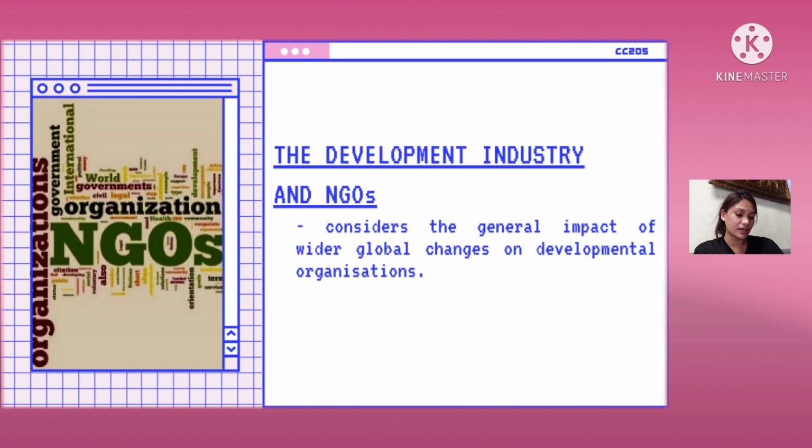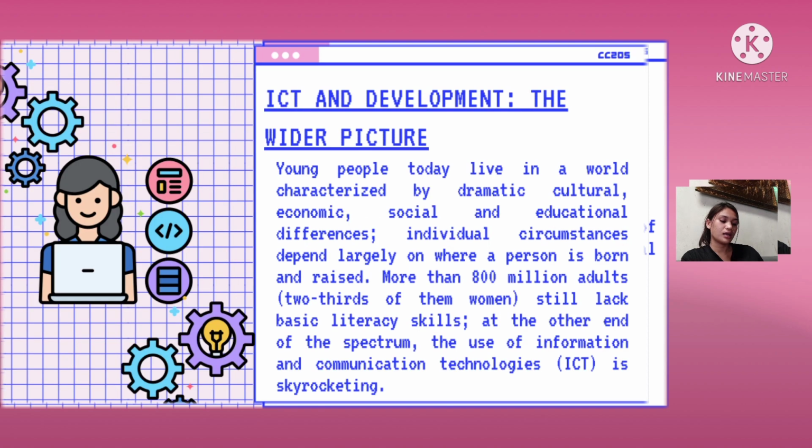The development industry and NGOs considers the general impact of wider global changes on developmental organizations. The development industry involves international organizations, government departments, and social movements that are all working to fight against the global challenges. Like all big businesses, the development industry not only responds to global demand because we also have NGOs that contribute for development that function as catalysts to improve action and promote change.